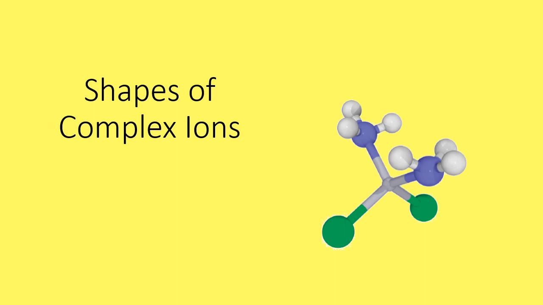So, more on complex ions here, and we're going to deal with the shapes of complex ions now. In the diagram here you can see a tetrahedral shape, where in the middle we have the metal ion, and on the outside we have 4 ligands, 2 different types of ligands in this case, arranged in a tetrahedral shape with a bond angle of about 109 degrees. What we're going to do in this lesson is work out all the different shapes and what determines the shapes.